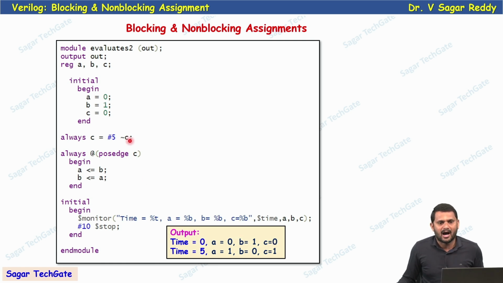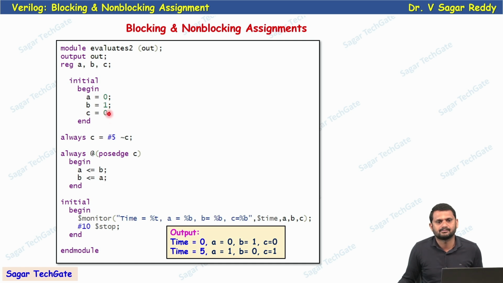Now after 5 time steps, what happens? C becomes 1, because actually C is 0, and 0 complement is 1, so C becomes 1. Now C changes from 0 to 1. Immediately, whenever C changes from 0 to 1, this always block will trigger. Clear? Because the posedge C is nothing but C changed from 0 to 1. So by that time, what is the value of B? B is 1. What is the value of A? A is 0.